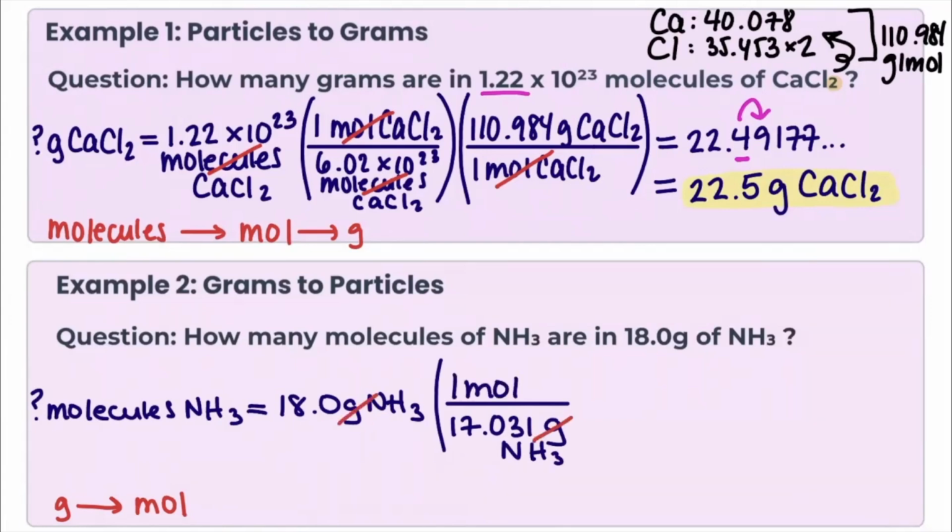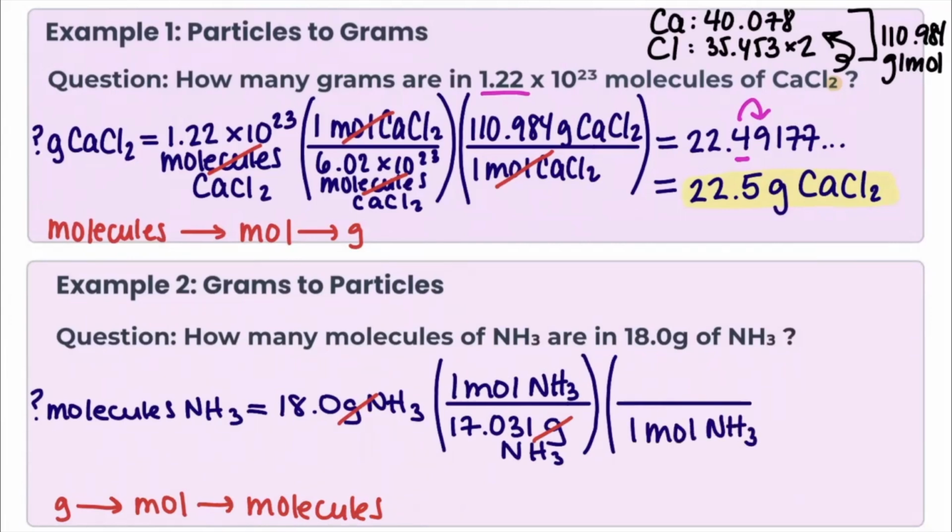Now that we have moles of ammonia, we're at our bridge. We can now easily go to molecules by using Avogadro's number. So let's open up another parentheses and draw another fraction. And we can say, in 1 mole of ammonia, placed at the bottom, why? So that we can cancel out the moles. We have 6.02 times 10 to the 23rd molecules of ammonia. And we write this at the top of the fraction. Why? Because we need molecules.